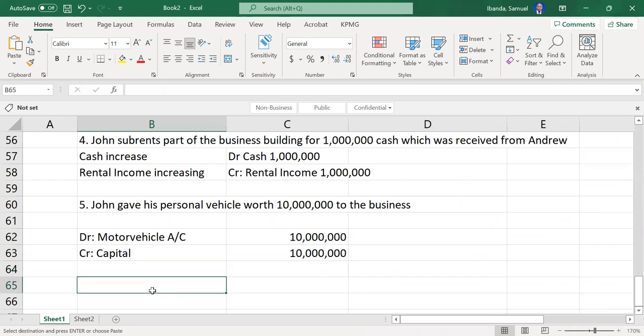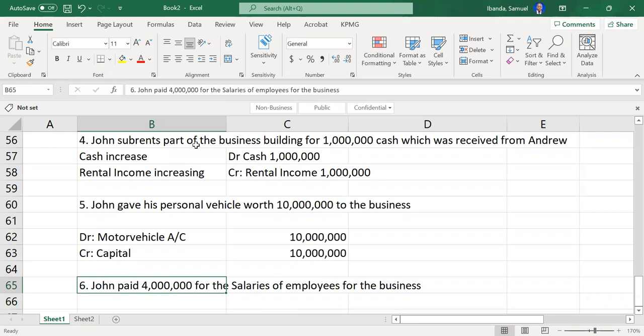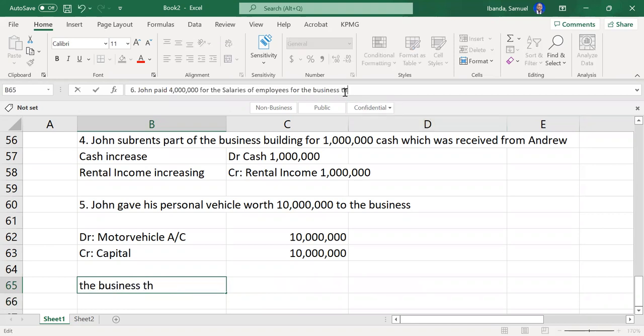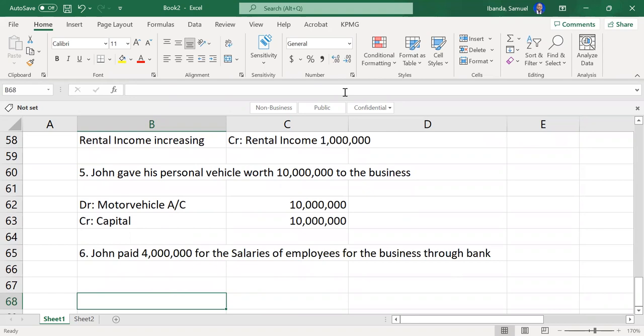So as an example, I can give you an example here and say, John paid 4 million for salaries of employees for the business. And this was through bank. So if John paid 4 million for salaries for the business through bank, what does this mean?